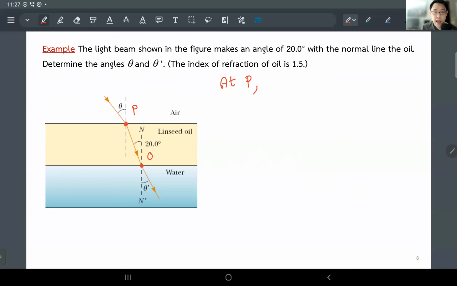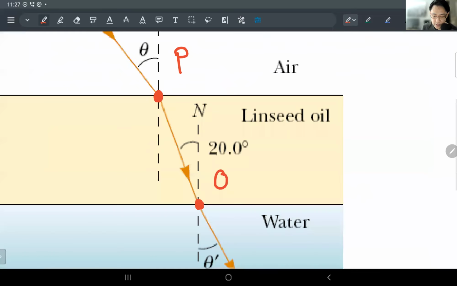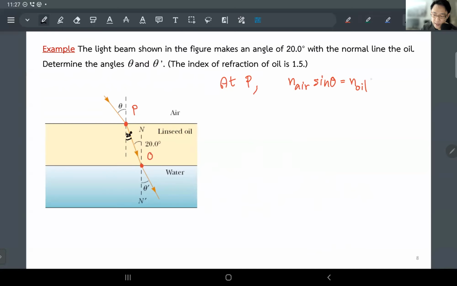So at P, what happens? Well, that's easy. N air, start from the top, sine theta, equal to N oil. And now what is the angle over here? If you look at this one, oh, 20 is already given there. So that means this angle must be 20 as well. Perfect. Just plug it in there, sine 20.